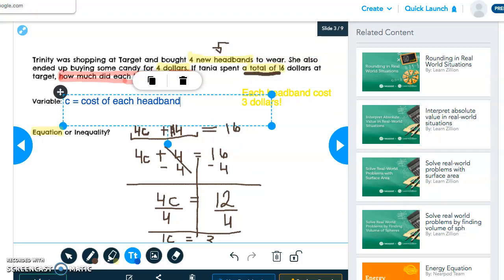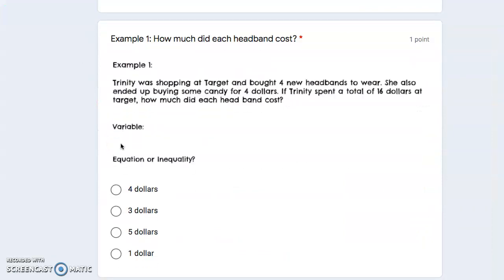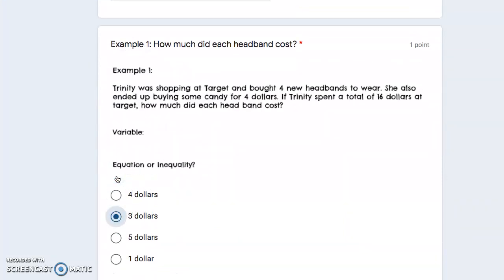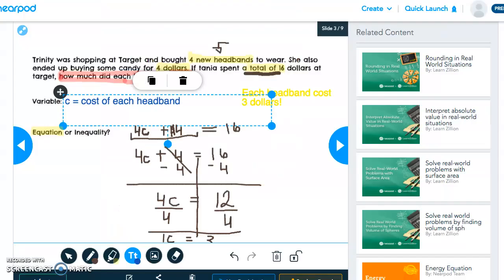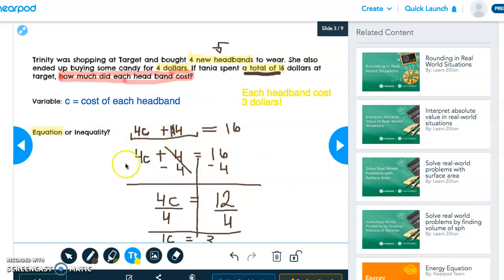Alright, so on the Google Form, wow, this video is kind of long. We click $3 right here. But you have to know how to actually find the equation and solve it. So it's really important for you to figure out how to write an equation. This video has lasted almost 10 minutes, so I'm going to stop right here. If you have questions, just let me know. But this is how you solve example 1.